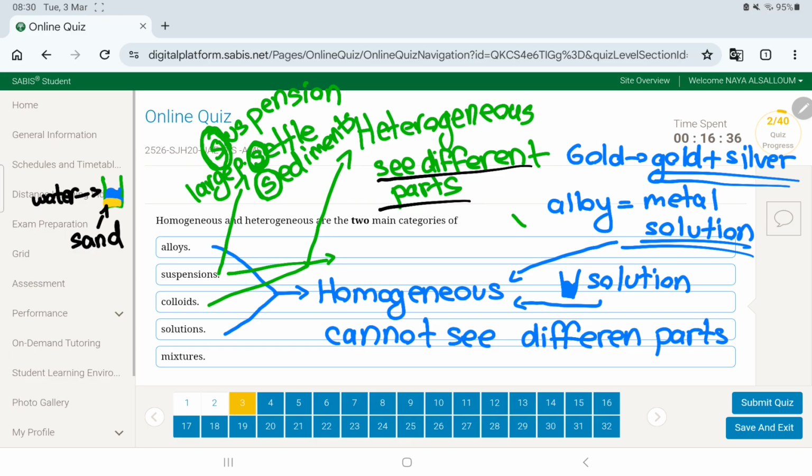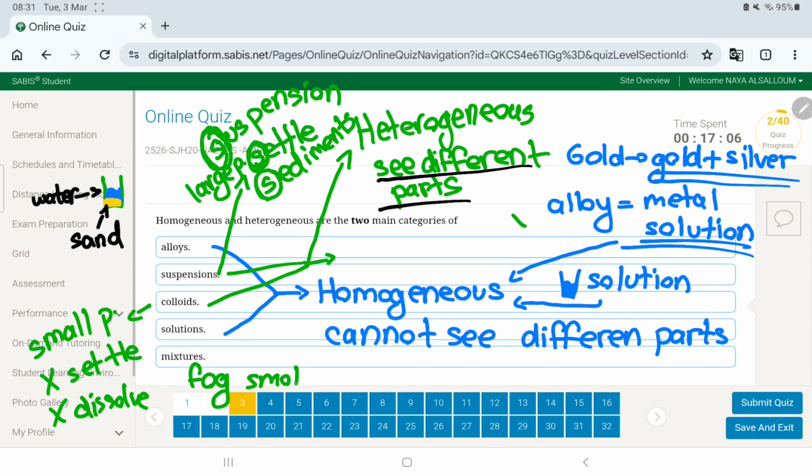Now, colloids are the opposite of suspension. Colloids is when small particles, you know, the small particles, do not settle, but then they do not dissolve also. Now, guys, what's an example? Fog. We have also smoke, milk, whipped cream. All of these are colloids.